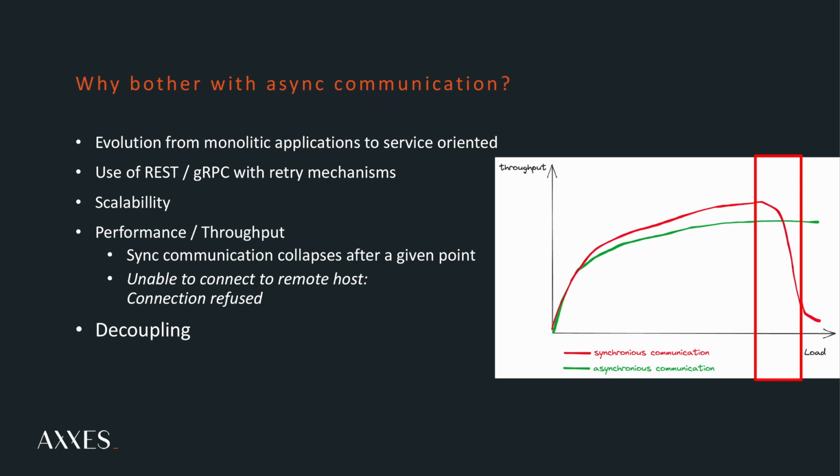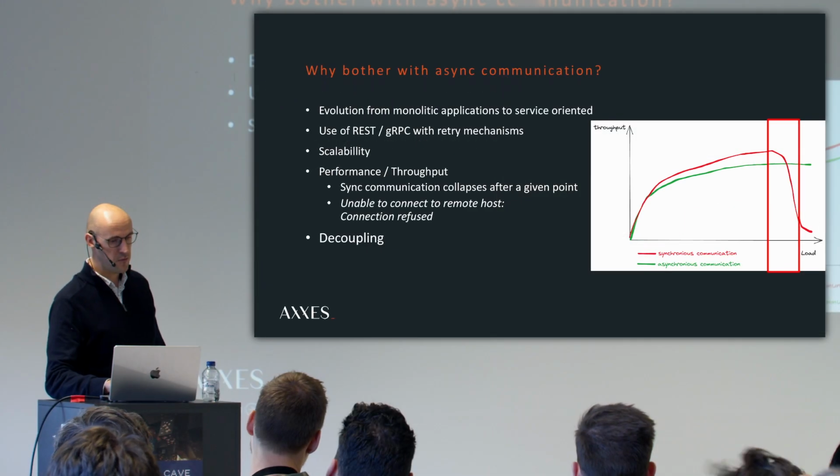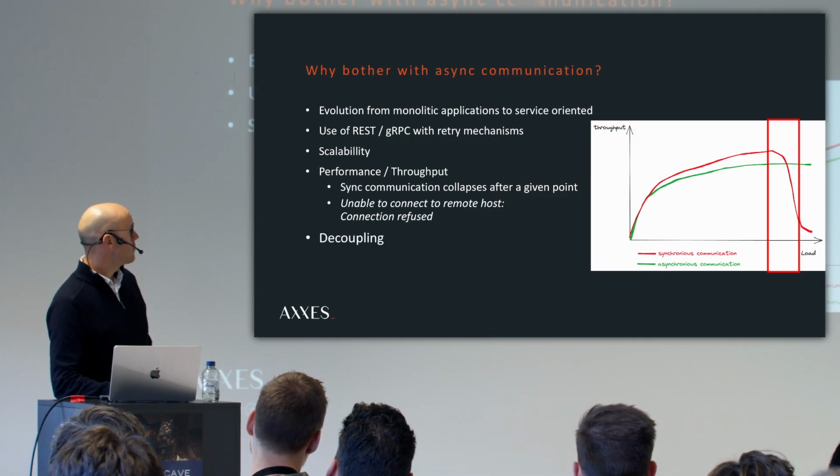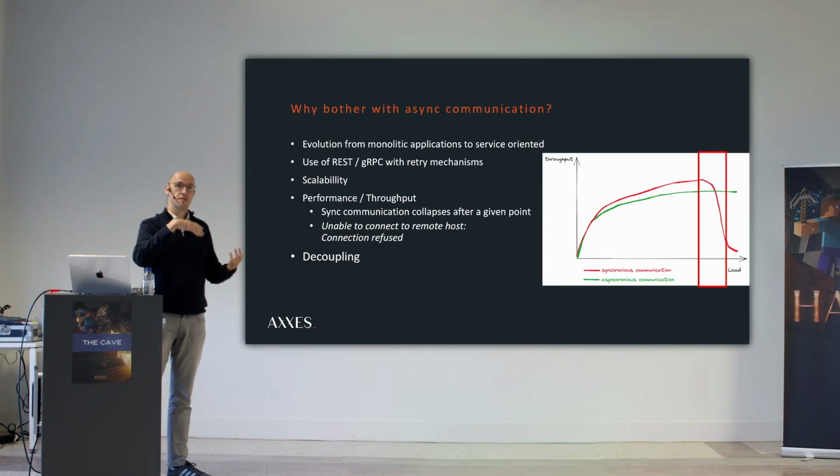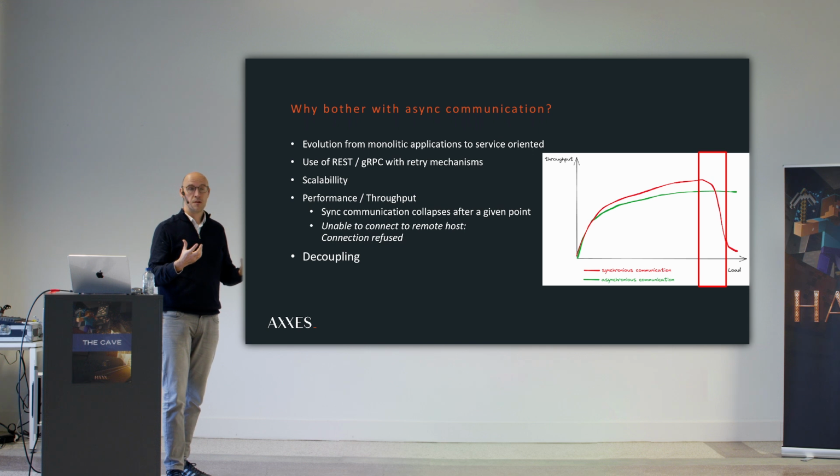What you will see over here on the red line is the line of the synchronous communication. The green line is the asynchronous communication. At a given moment, the performance of your synchronous communication is going to drop. Now, why is this drop happening at that moment? Well, at that moment, what happens in your application is that for each call that your service is going to do to another service, it's going to allocate some memory in your application.